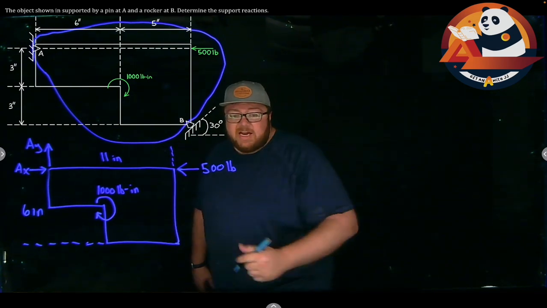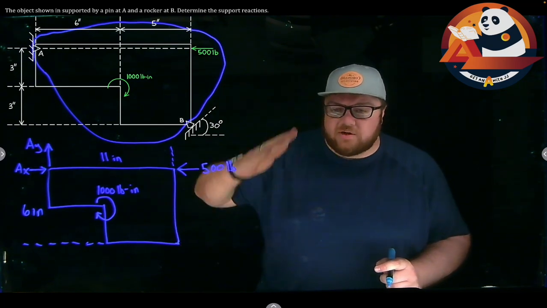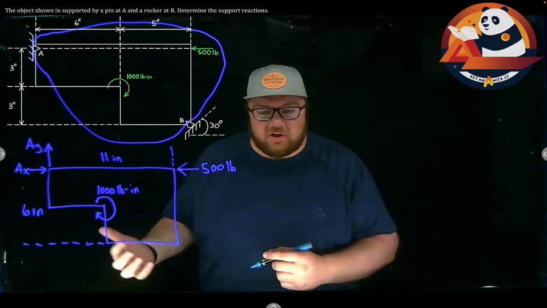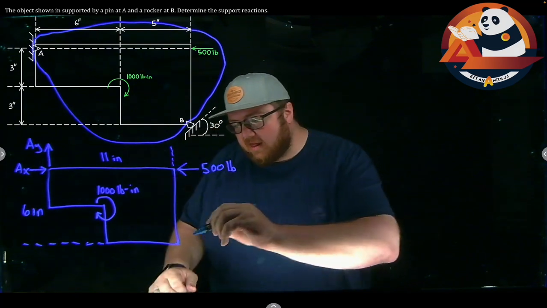The very last thing that I need is my rocker at point B. I should have one force perpendicular to the surface it sits on. So if my arm is that surface, perpendicular to that, we'll be going up and to the left in here.